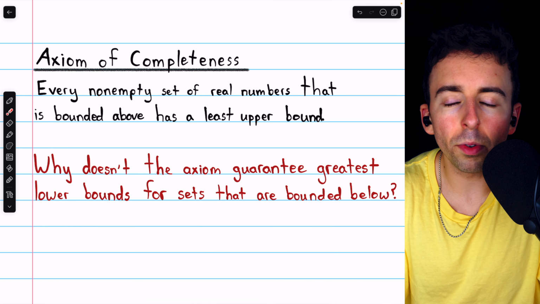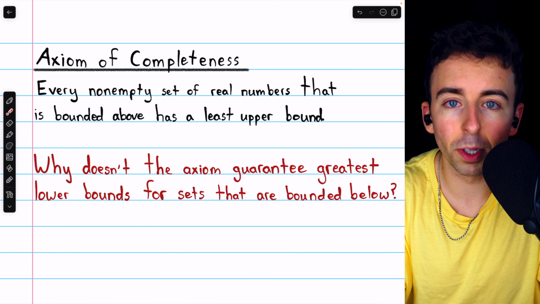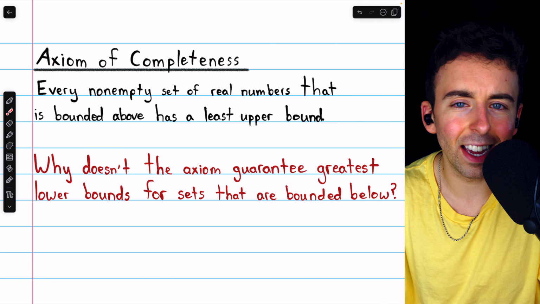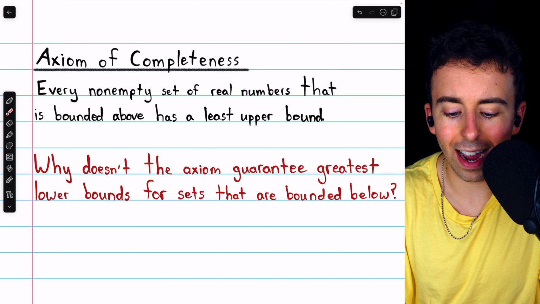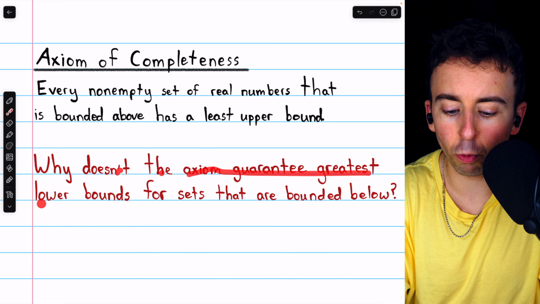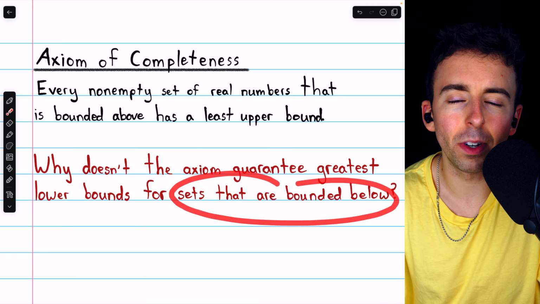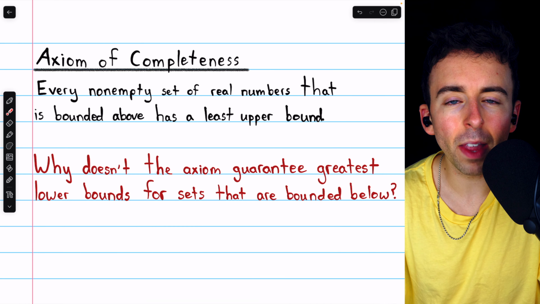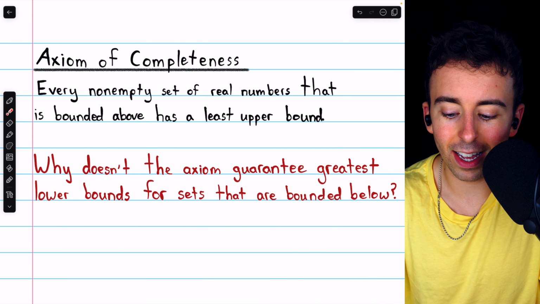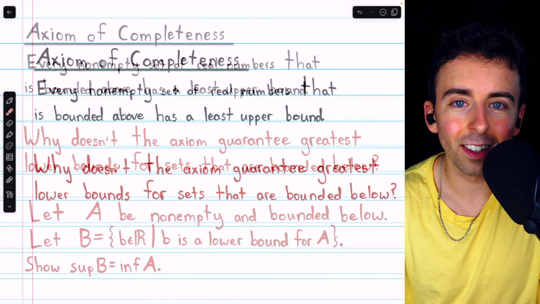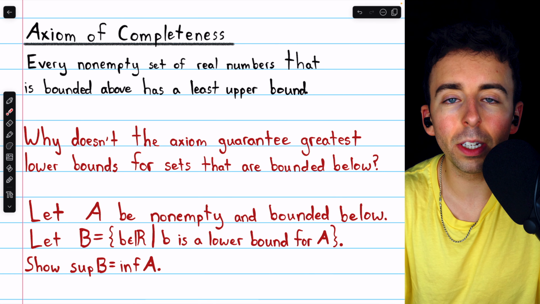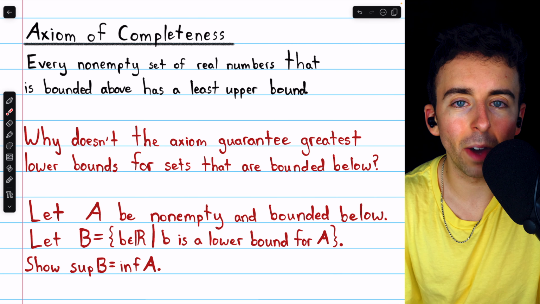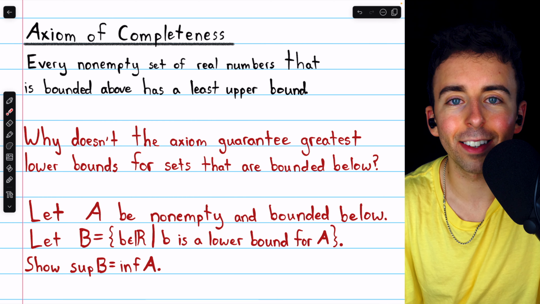Of course, when we introduced supremums, we also introduced the similar idea of infimums, but the axiom of completeness doesn't say anything about infimums. So why is that? Why doesn't the axiom guarantee greatest lower bounds for sets that are bounded below? It only guarantees those least upper bounds for sets that are bounded above. Well, as you could have probably guessed, the reason is that guaranteeing this is redundant. We're going to see how if a set is bounded below, just from definitions and the axiom of completeness, we can show that it must have an infimum, a greatest lower bound.